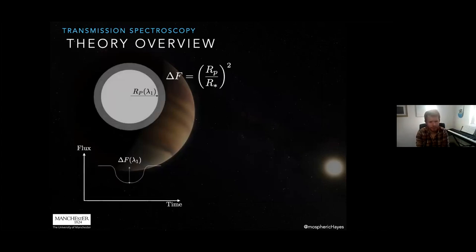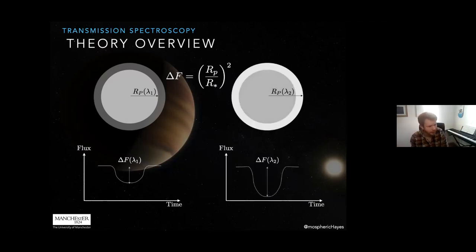If I've got a planet with an atmosphere, that atmosphere contains chemicals. Some chemicals absorb different wavelengths of light. So if I'm observing a transit at a wavelength that my atmosphere is transparent to, my atmosphere disappears, goes away, and so I get a functionally smaller planet. If I observe at a wavelength where my atmosphere absorbs light, my atmosphere is there, it is now opaque, and so my planet is functionally bigger, which means that my transit depth is deeper.